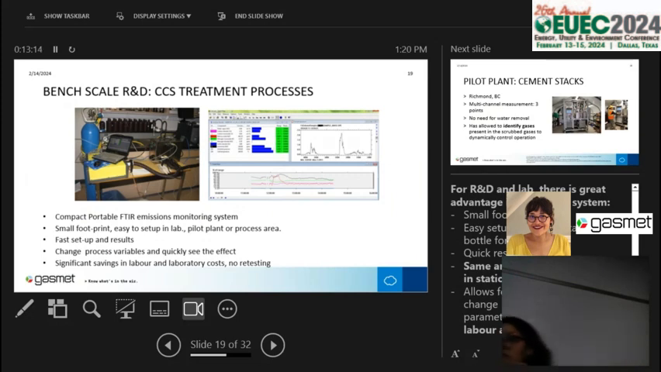For research and development and lab applications, there's a great advantage in a portable system because it has a smaller footprint than other stationary products we see out in the market. It has a very easy setup with a portable nitrogen bottle for calibration. You get quick results, with the same analytical performance that you would get from a stationary configuration, and it allows for flexibility. You can change system parameters, flow rate, temperature, and see the results on the go, therefore saving in labor and laboratory costs.